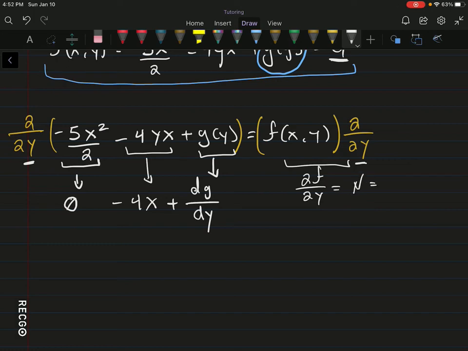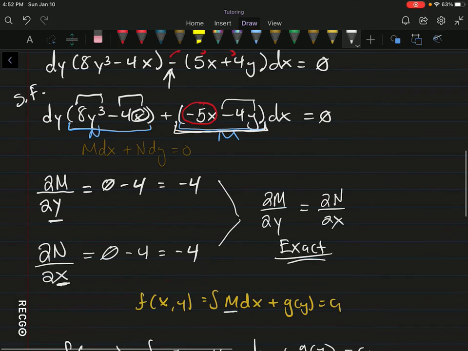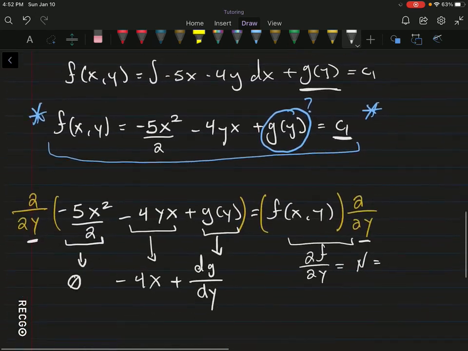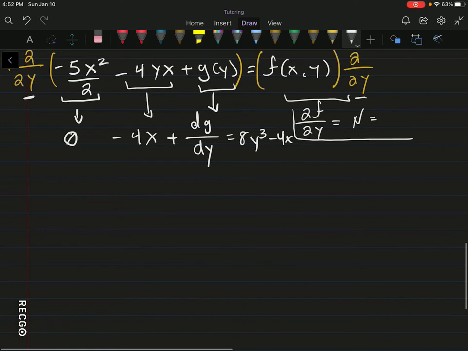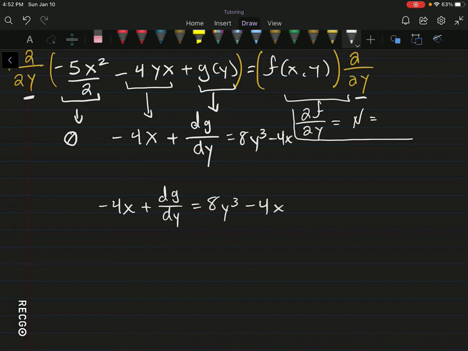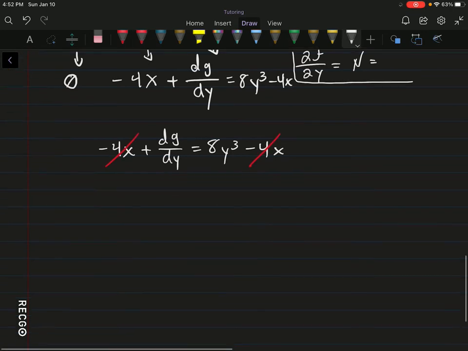And n is equal to, we're talking about this n right here, 8y cubed minus 4x. So we're going to write 8y cubed minus 4x. Okay. So now if we rewrite this, minus 4x plus dg/dy is equal to 8y cubed minus 4x. So notice that we have minus 4x on both sides. We can go ahead and cancel those.